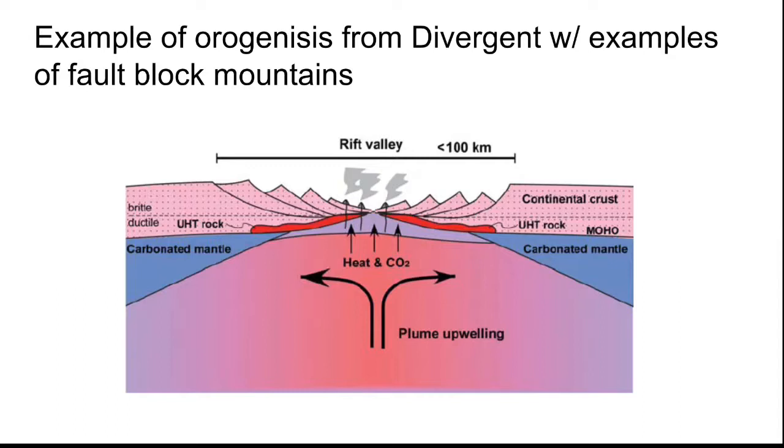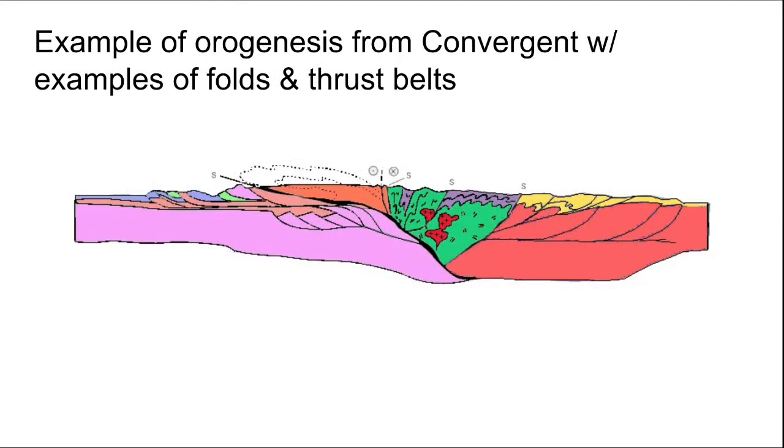Here's an example of orogenesis from divergent boundaries, with examples of fault block mountains. And here's an example of orogenesis from convergent boundaries, with examples of folds and thrust belts.